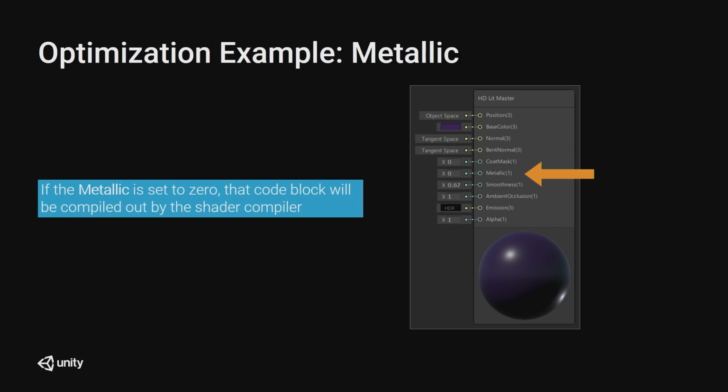For example, let's look at the metallic feature, which is present on both the PBR and HDLit master nodes. So if we leave the default value at 0 and have no additional nodes connected to its port, that code block will be compiled out completely by the shader compiler, which you can independently verify by looking at the output shader bytecode.